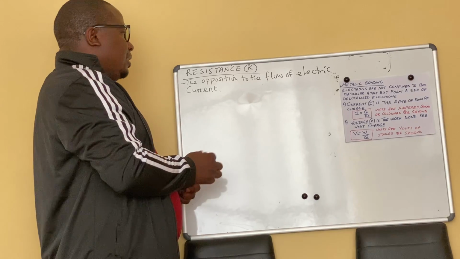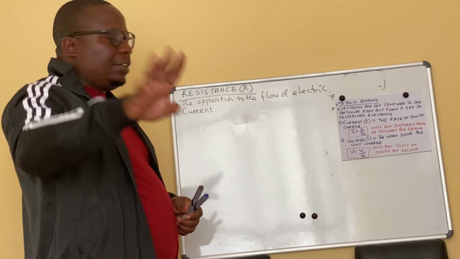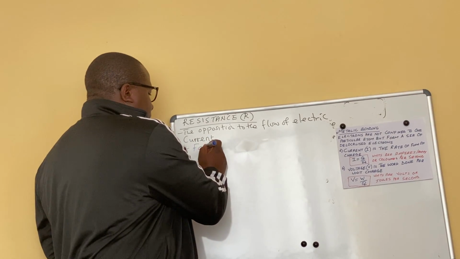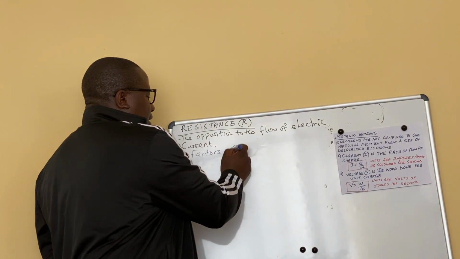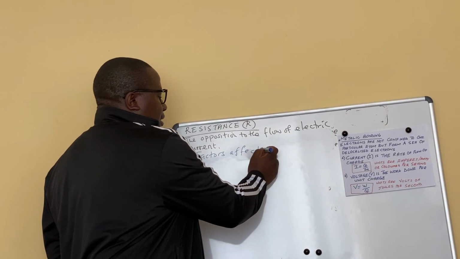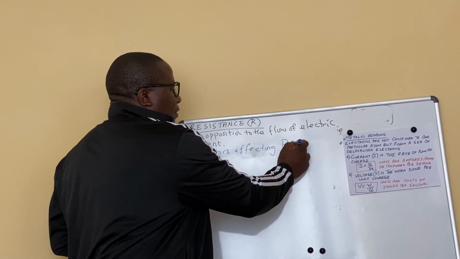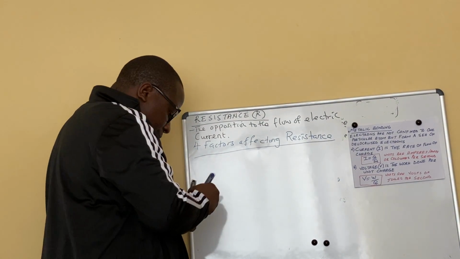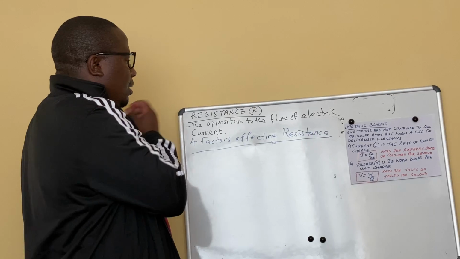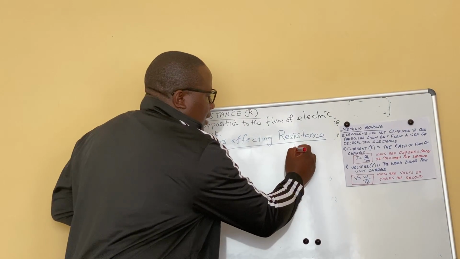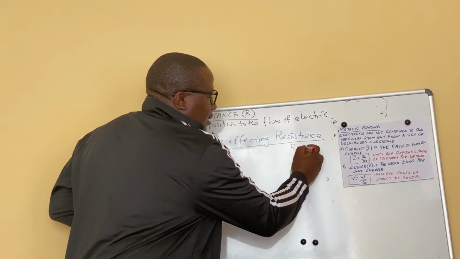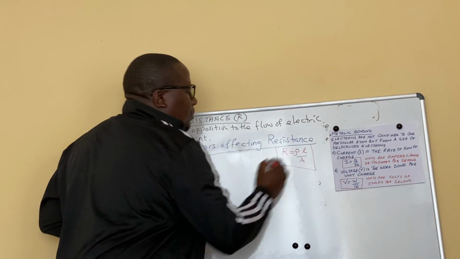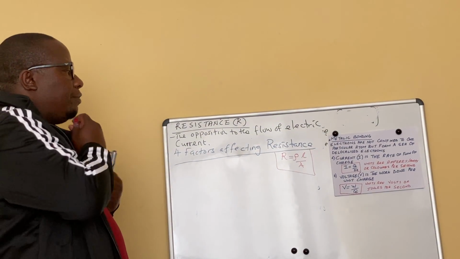Then this resistance is affected by 4 factors. So the 4 factors affecting resistance can be summed up with one formula. Let me just write the formula down. The formula is R for resistance is equal to rho L over A. This is a formula which sums up the factors that affect resistance.